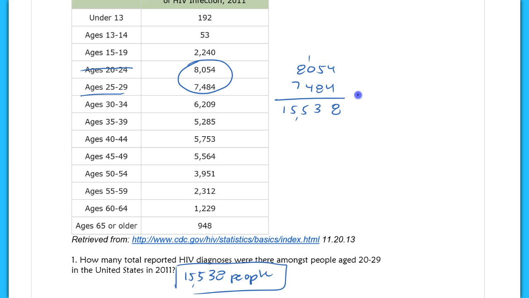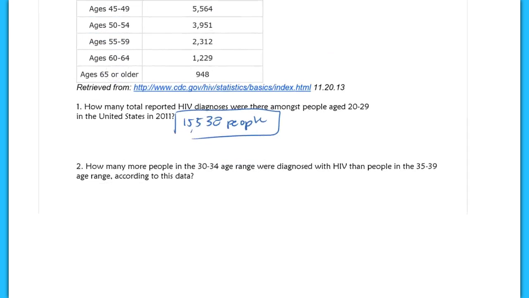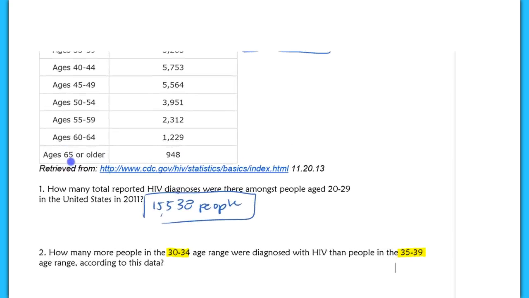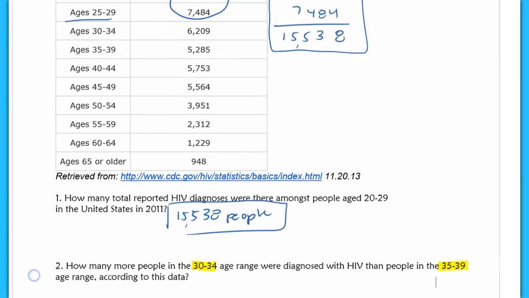Also, I would like to make sure that you're showing the work, show what you typed into your calculator to find that answer. In problem 2, it says how many more people in the 30 to 34 age range were diagnosed with HIV than people in the 35 to 39 age range according to this data. So what we're going to look at is the age range for 30 to 34 and for 35 to 39, and we're going to subtract these numbers.